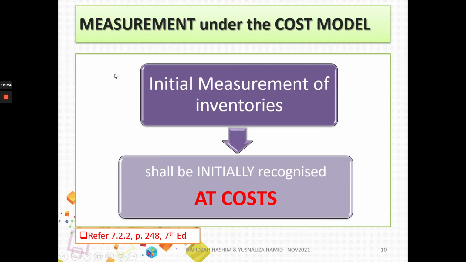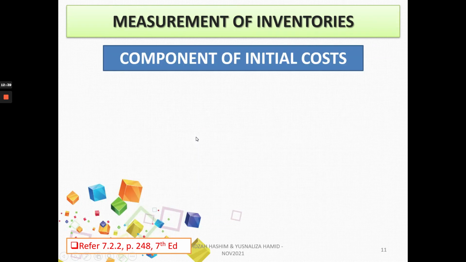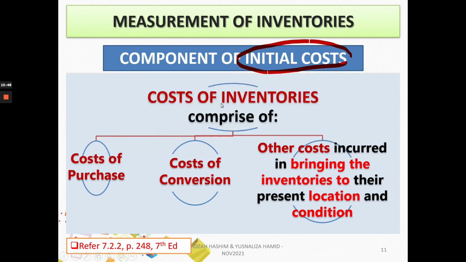Next is looking at the measurement of inventories, or the initial cost of inventories, and we are using this under the cost model. The initial measurement of inventories shall be measured at cost. So let us look at what are the components of cost, which is the initial cost. The initial cost of inventories comprises cost of purchase, cost of conversion, and other costs incurred in bringing the inventories to their present location and condition.